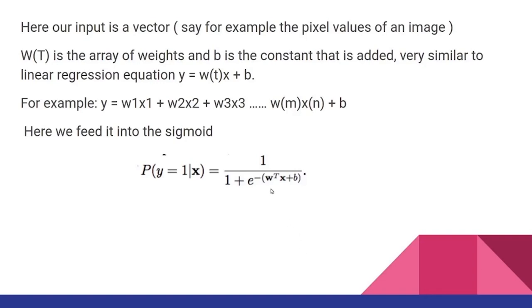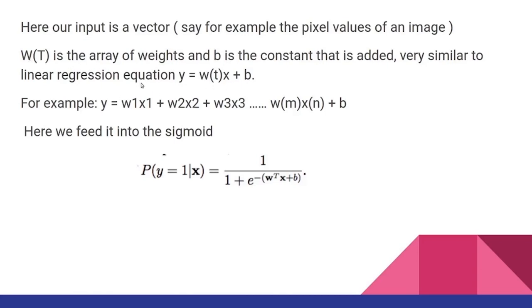Now, for a more real example, instead of our previous example with only one input parameter, let's say our input is a vector or a matrix, basically a group of input values, not a single one. Say, for example, the pixel values of an image. W transpose is the array of weights, and b is the constant that is added, very similar to the linear regression equation, y equal to w transpose x plus b.